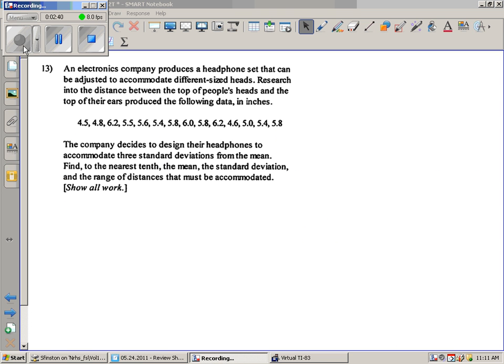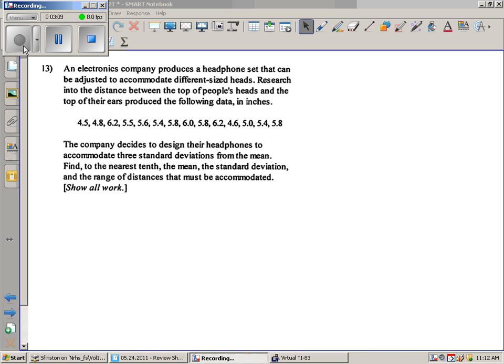Okay. So here we got an electronics company, and they're going to produce headphone sets that can be adjusted to accommodate different size heads. Research into the distance between the top of people's heads and the top of their ears produced the following data, so a whole bunch of numbers. The company decides to design their headphones to accommodate 3 standard deviations from the mean. Find, to the nearest tenth, the mean, the standard deviation, and the range of differences.